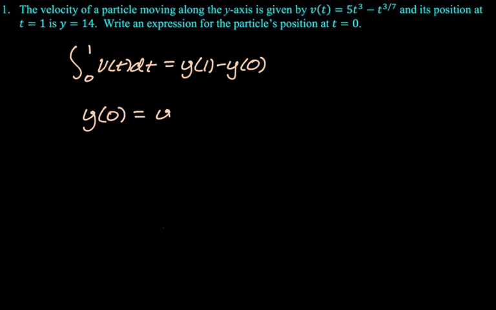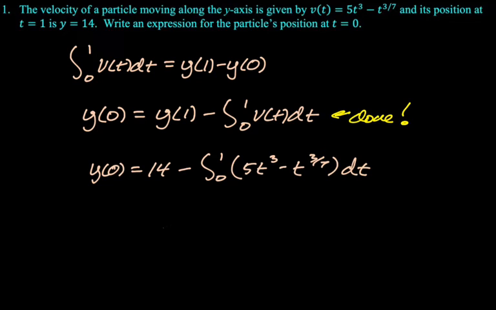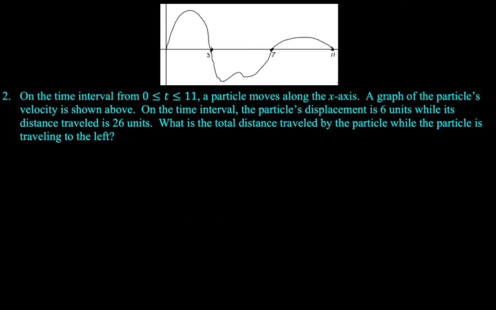Y of 0 is going to be y of 1 minus the integral from 0 to 1 of v of t dt. According to the problem, we could actually stop here, but for the sake of practice, I went ahead and did this. I substituted values, reversed the power rule, used the fundamental theorem, and then combined things. So I got 269 over 20, but I do think you could have just stopped at the place where I indicated. All right, let's look at the next one.